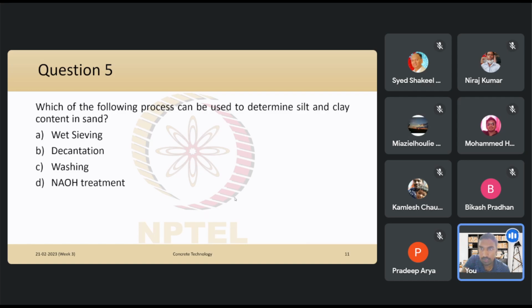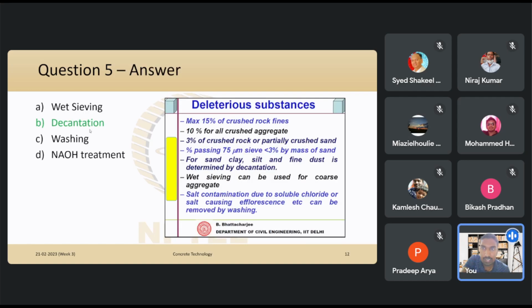Okay, so the right option is option B, decantation, right? So wet sieving we use for coarse aggregates, so it is not for silt and clay. Washing is when you have anything soluble, then you could remove that by washing. So if it is not the case, then washing will not be helpful. And NaOH treatment is for detecting the organic impurities, right? So that's when we use NaOH.